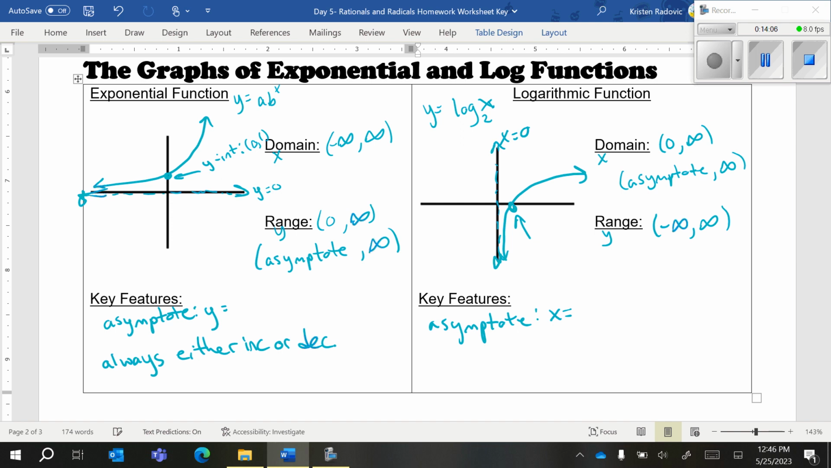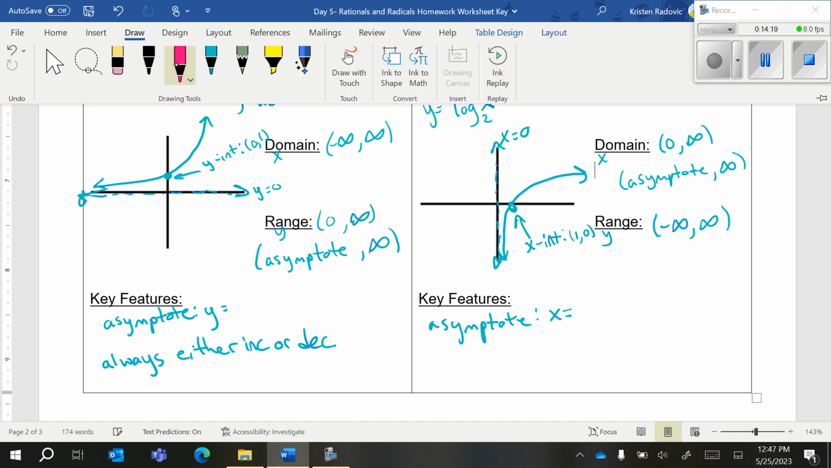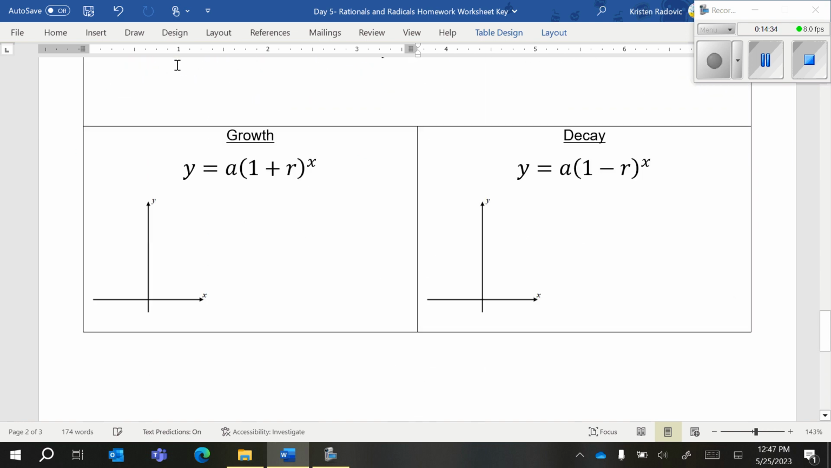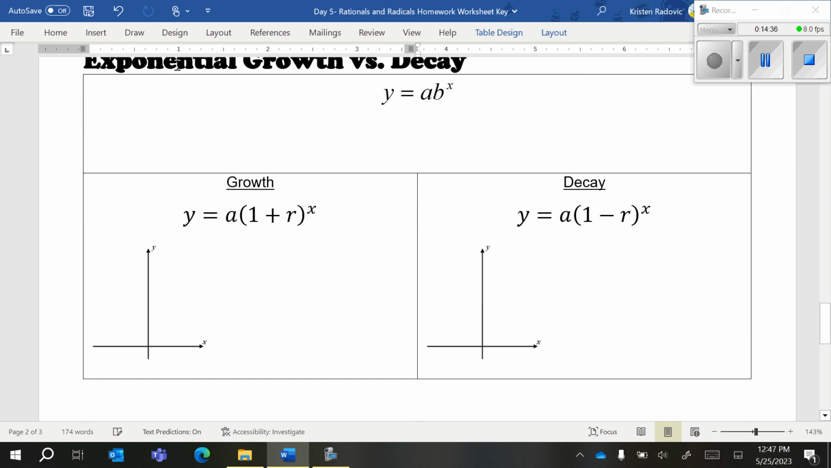Exponential functions have y-intercepts. Logarithmic functions have x-intercepts. That typical x-intercept, unless there's a transformation, is usually 1, 0. So notice how one is 0, 1, and the other is 1, 0. That's because exponentials and logs are inverses of each other. They're inverse functions. I think this is it. Okay, we're going to cover that really quickly.